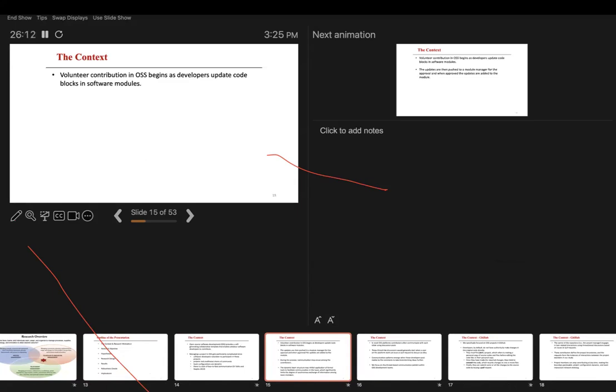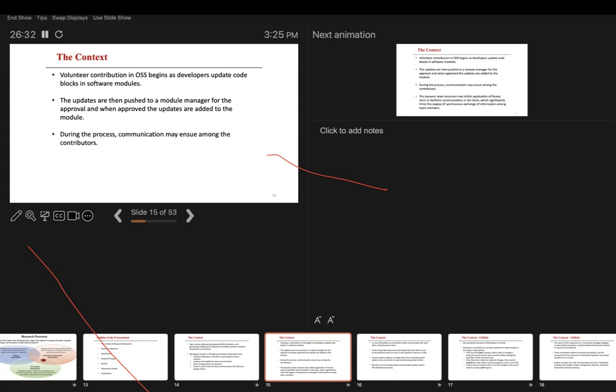Now, the context here is that the volunteers contribute in this OSS project and update code blocks in a software module. These updates are typically pushed to a module manager, who is the project manager in our sense. And that person then approves it. Once that is approved, that code change is added to the module.